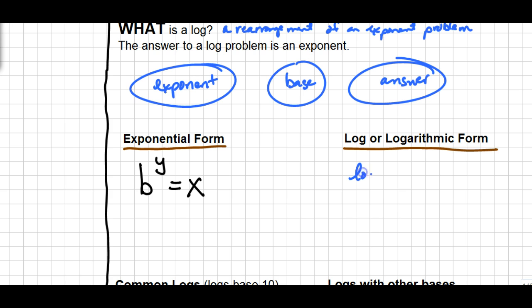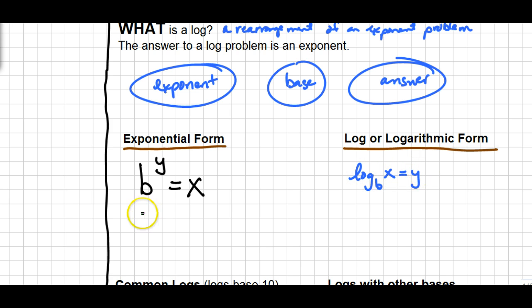So if we do a log for this particular problem, we write the word log for logarithm. Then there'll be a little subscript down below, and that's whatever the base is. So in this case, base b. And then the next thing that we write is the answer to the exponent problem. So in this case, that would be the x, because we want the y, or the exponent, to be the answer to the log. Notice that now the base is the number that gets minimized, and the x and the y become kind of equal partners here in this label.